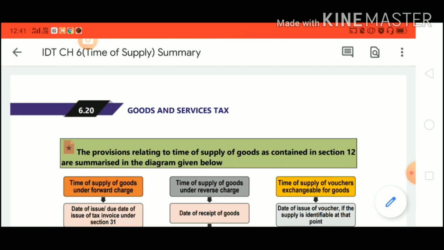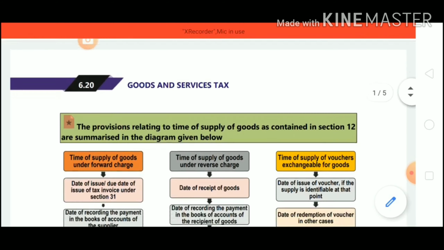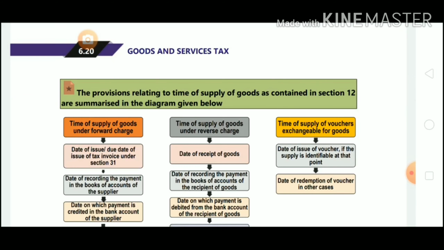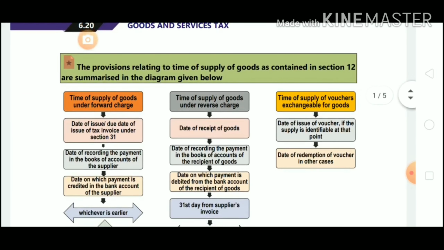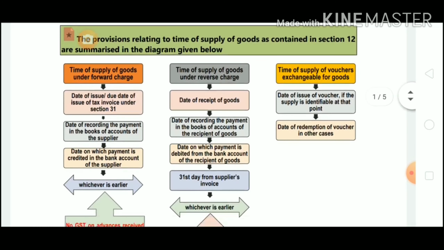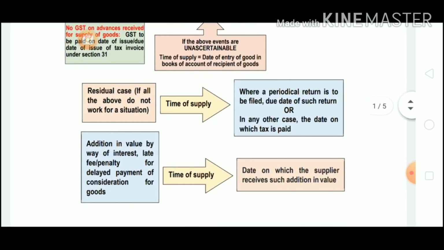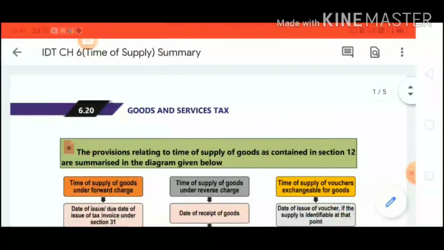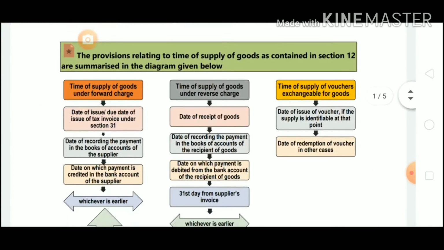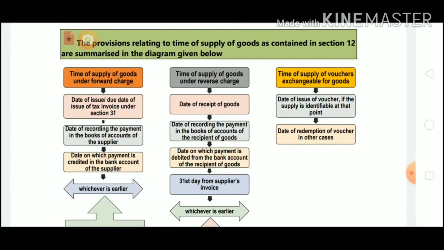First we'll revise time of supply of goods, section 12. In this, first we'll study time of supply of goods under forward charge, then reverse charge, then in case of vouchers, then the residual case, then addition in value. Time of supply of goods under forward charge will take the date of issue or due date of issue of tax invoice under section 31.